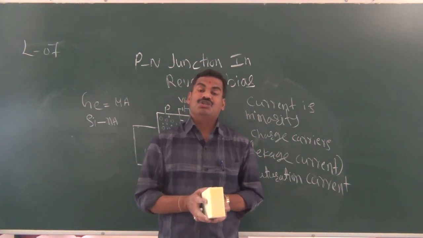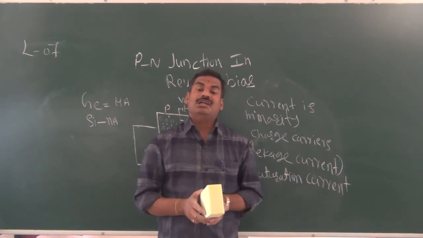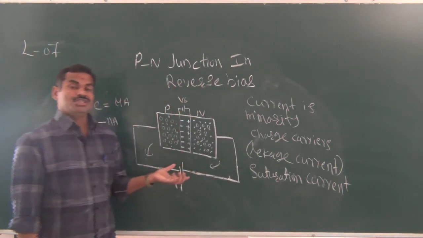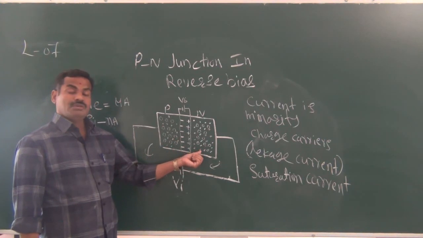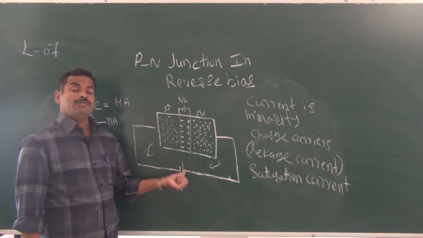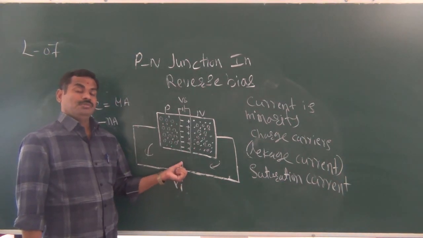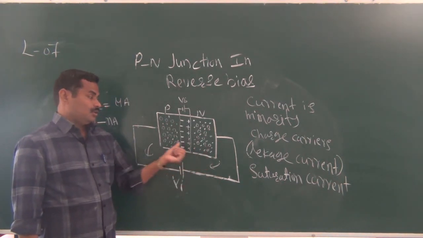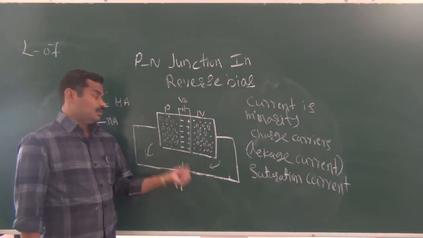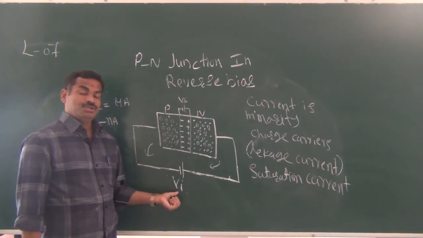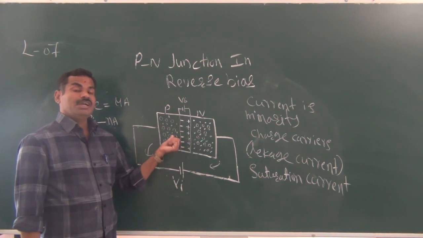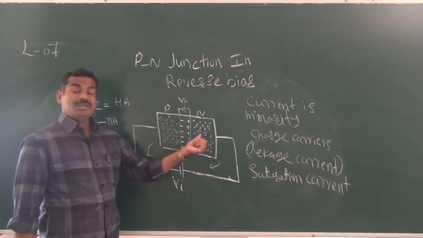What about reverse bias? Why is the diode not conducting in reverse bias? Very simple reason. In the reverse bias, electrons and holes move away from the junction. Electrons are attracted to the positive battery and holes are attracted to the negative battery. So the majority carriers move away from the junction, and only the minority carriers in the P type and N type are moving.